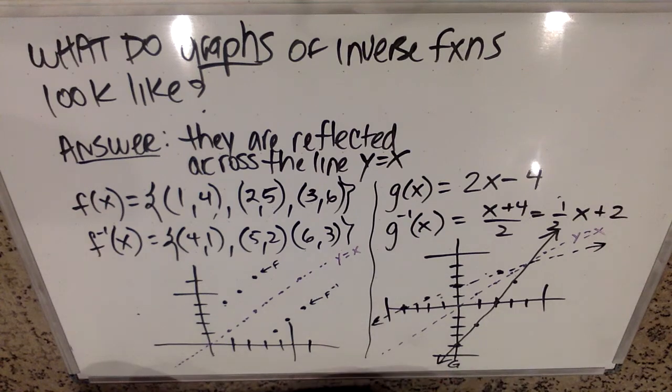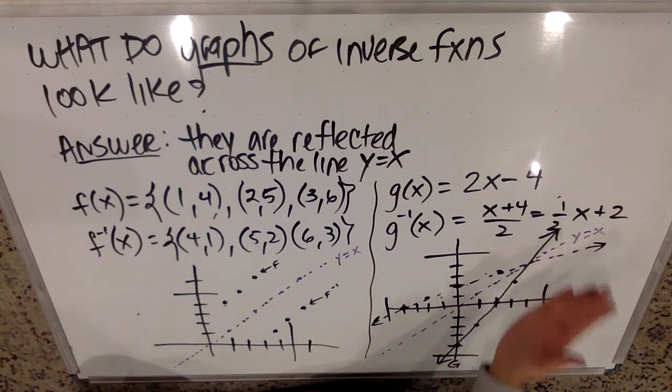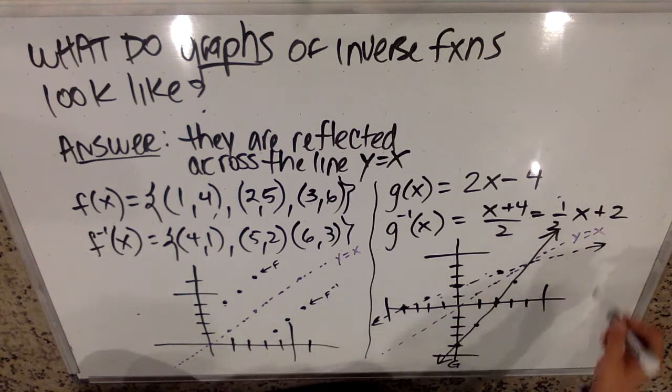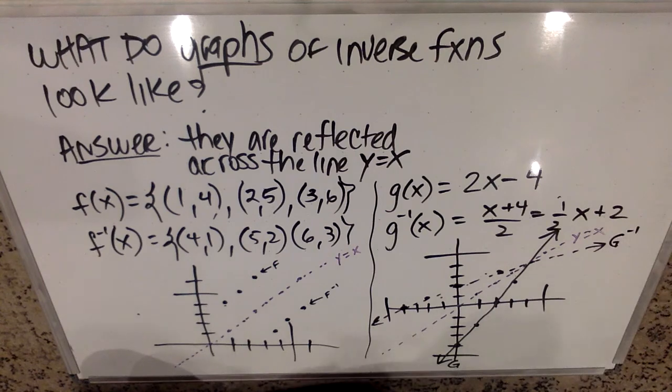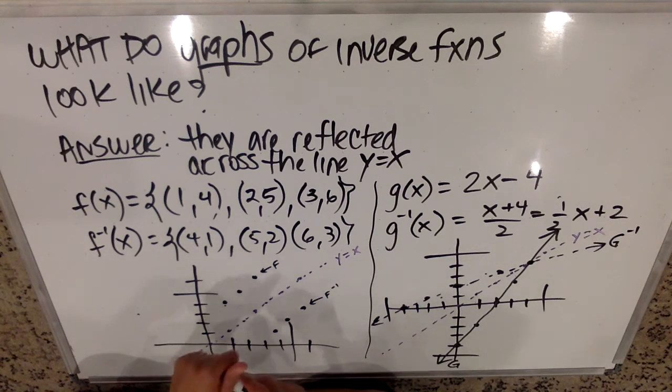But what I want to show you is that if you were to fold the paper at that purple line, this line for g folds into this line for g inverse, right? That's my g inverse. And notice that at the spot where they hit the line, there's nowhere to fold, so it just stays on the line, right? Okay, so that's what inverse functions look like.